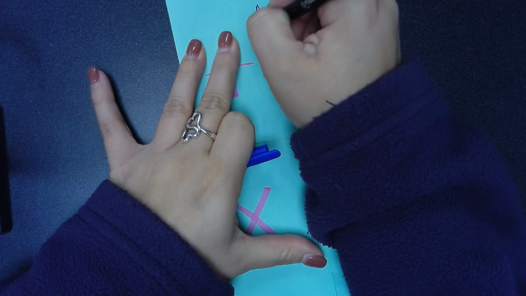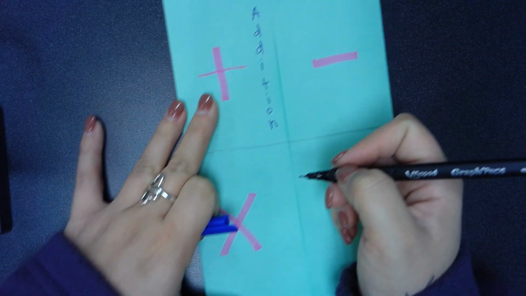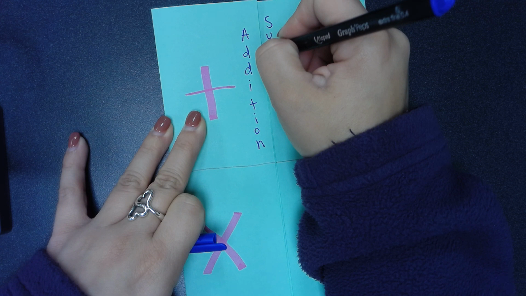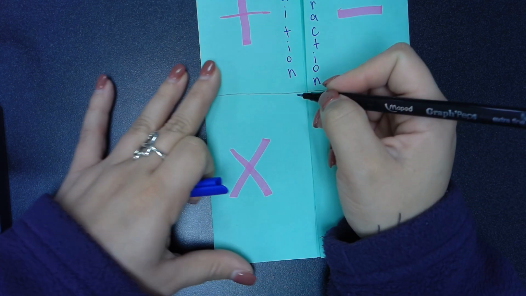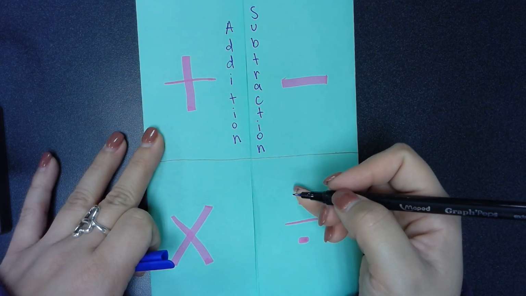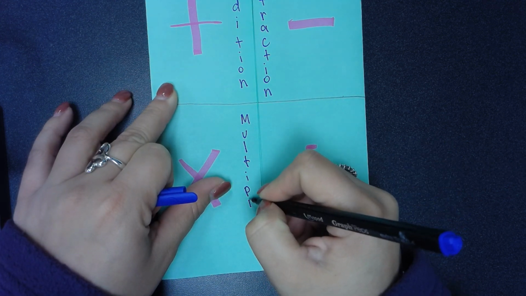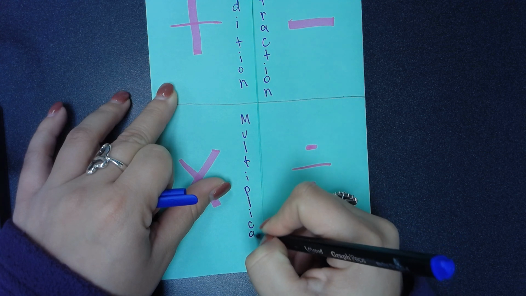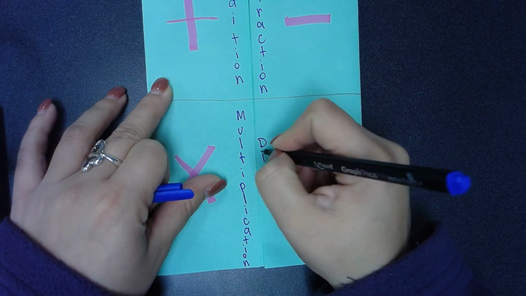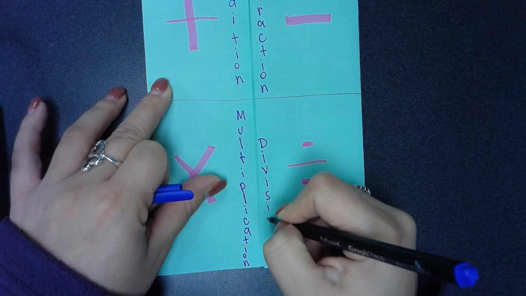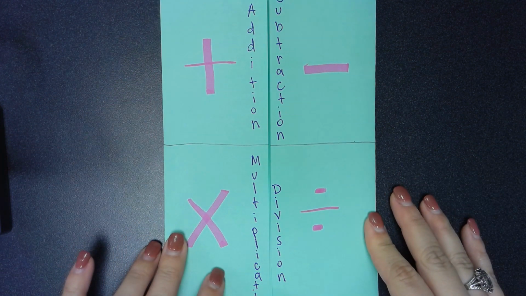So I'm just going to put addition right here. And you can write this on there however you want to. It doesn't have to be up and down like mine. So addition, subtraction, okay, addition, subtraction, multiplication, oh, I didn't leave enough room, multiplication, and division. Okay, so now I have those four sections on my foldable.